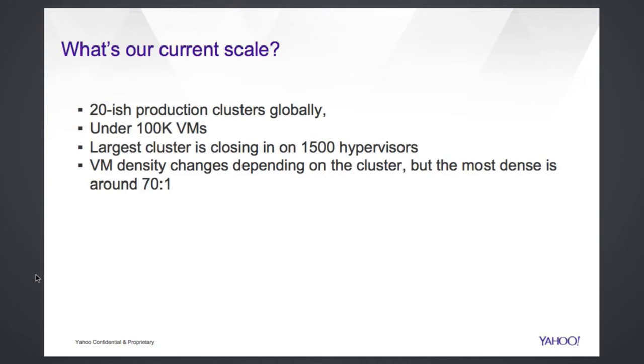The most hypervisors we have in a single cluster is around 1,500. And the VM density changes per cluster. At the low end, it's 4 to 1. At the high end, it's around 70 plus to 1.